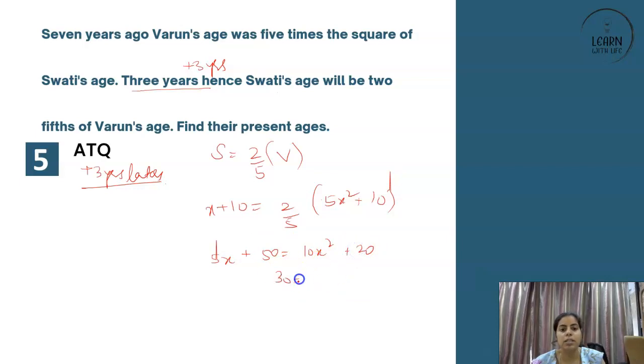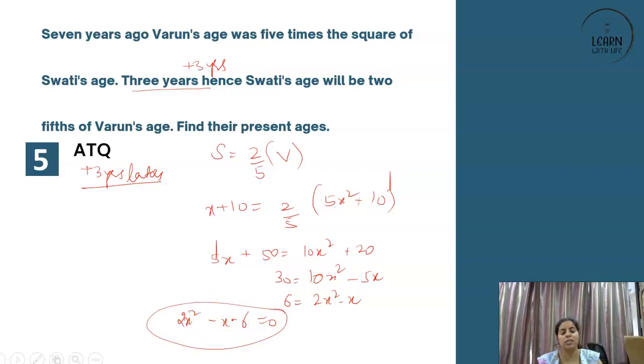Solve it further. 30 is equal to 10x square minus 5x. You take 5 common, so you have 6 is equal to 2x square minus x. So this is one equation that you have got, right? Or you can also write 2x square minus x minus 6 is equal to 0. How many of you have just got this answer and you feel that till here we have understood? Please write yes. And if you don't understand, please ask me. Comment down yes. Very good. Shall we move ahead?